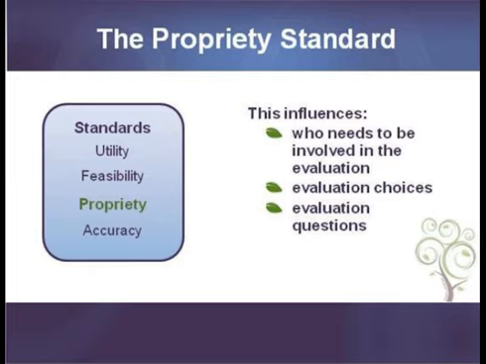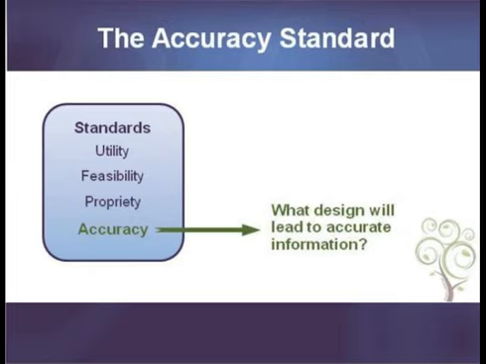And then finally, accuracy. What design will lead to accurate information? And we put accuracy last for a reason, not because it's unimportant, but because in the old days, accuracy was the king of the standards or the only standard. And what we brought when we brought the accuracy standard into prominence was a very scientific bias or scientific orientation to design. And there's absolutely nothing wrong with that. Often it's exactly the most appropriate design to use. But just as often, it's overkill.